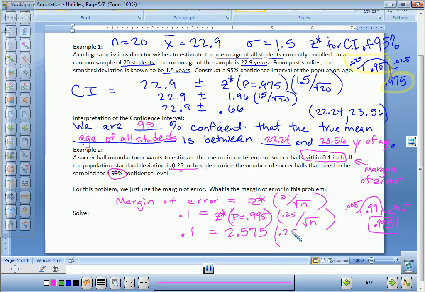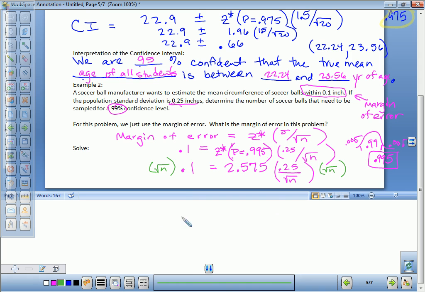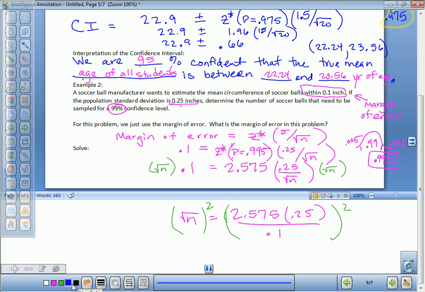Not hard algebra, simple. We want to solve for n, so we got to get it out of the denominator. And then we would have to divide by 0.1. So the square root of n is equal to 2.575 times 0.25 divided by 0.1. And then you square both sides. All right, punch that in, see what you get.